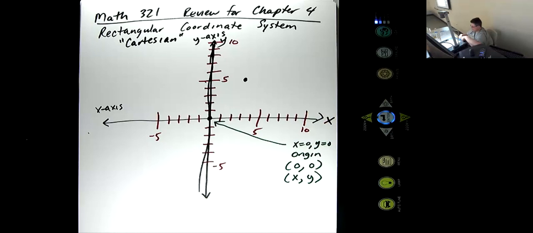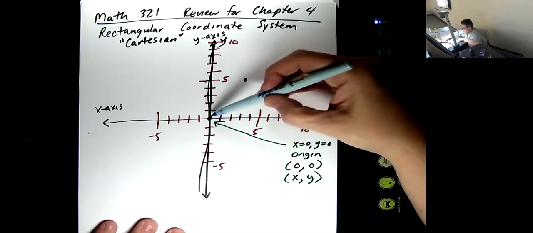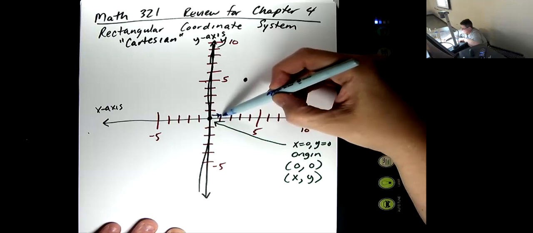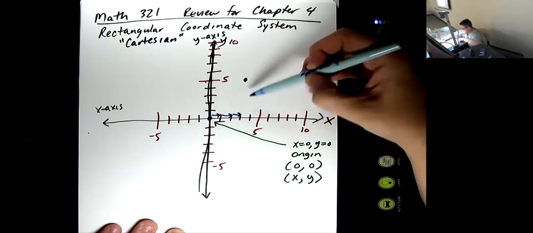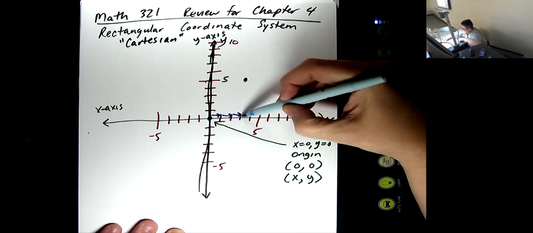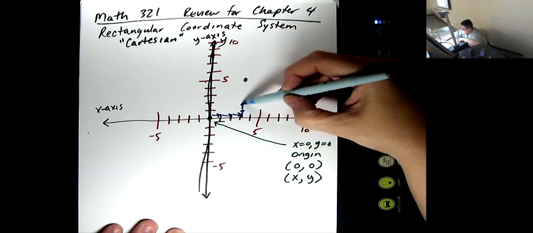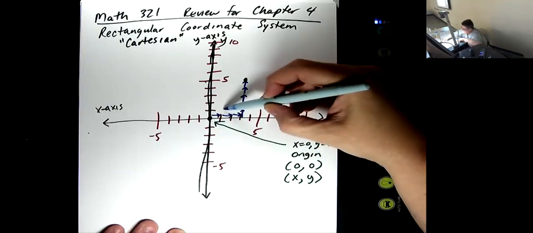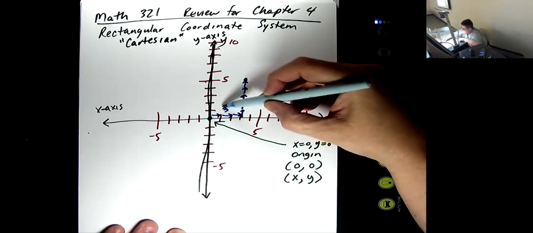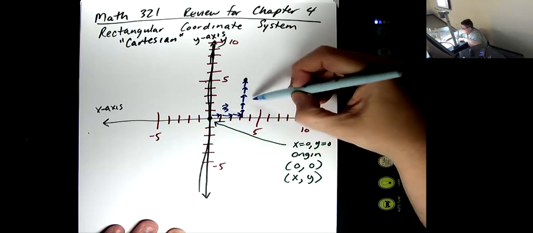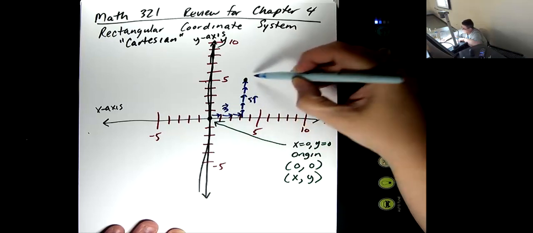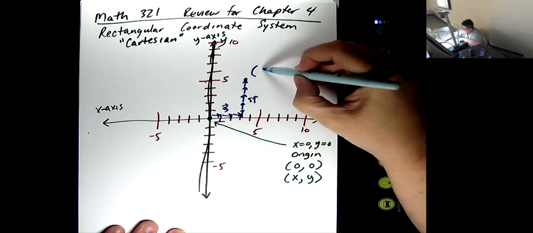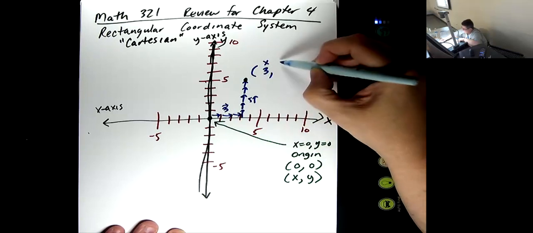So let's find the x and y value for this point up here. I have to go right one time, two times, three times, and now I'm underneath it. And I go up once, twice, three times, four times, five times. So I took three steps to the right and five steps up. My x value is 3 and my y value is 5.